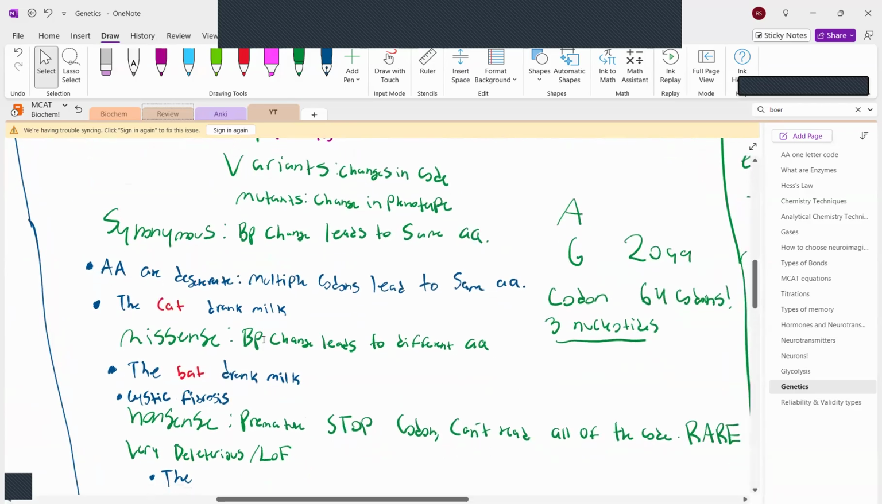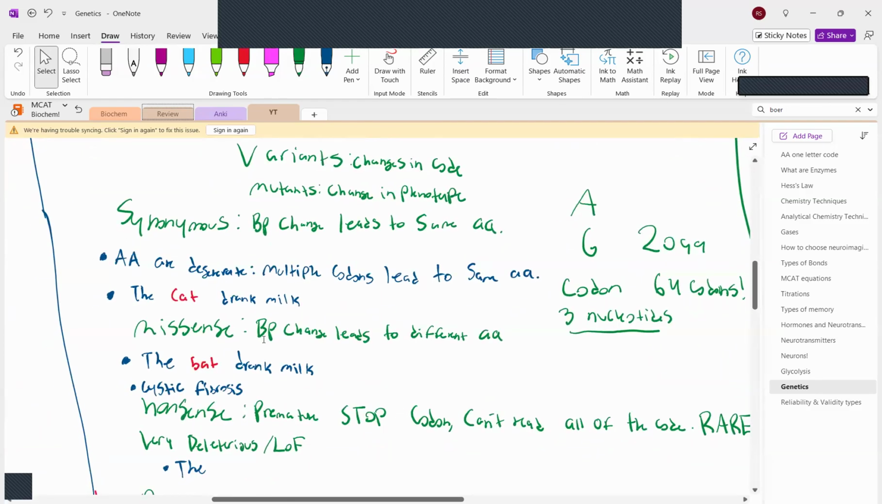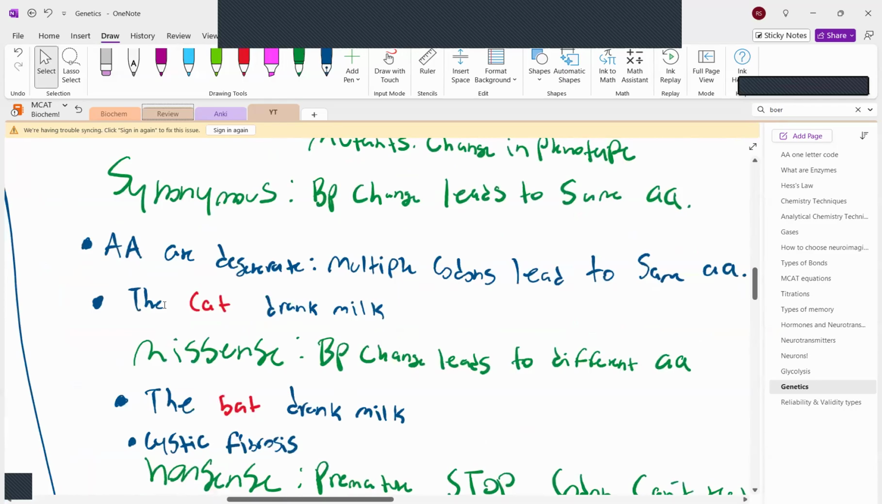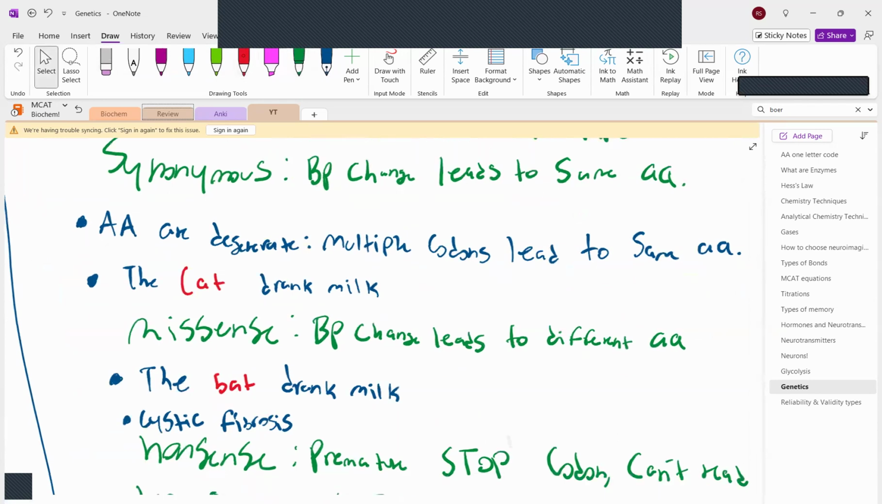No amino acids. So what do I mean by a synonymous variant? Let's say you have the cat drank milk. That's your sentence. And then you replace the C in cat with a K.